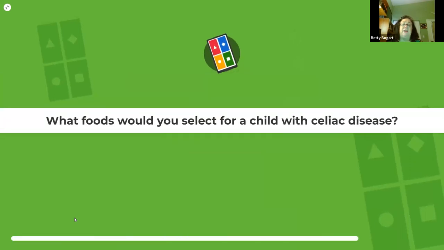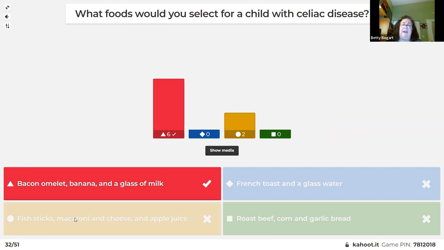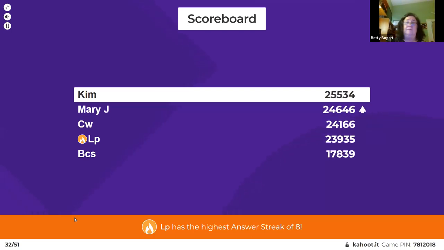What foods would you select for a child with celiac disease? Remember what I told you to look at, and because of those things, eliminate it. Go to the next one. So anything that has any sort of wheat in it, macaroni and cheese has noodles, pasta, no. French toast, it's bread, no. Garlic bread, it's bread, no. So bacon omelet, bacon, a banana, and a glass of milk are all perfect for this child, okay? That's how you remember. It says bread in it, no.